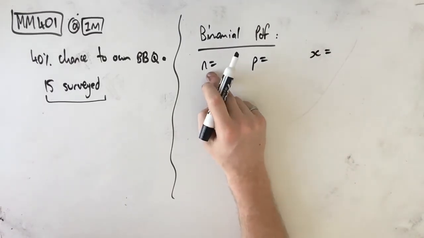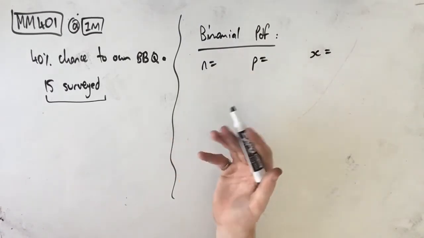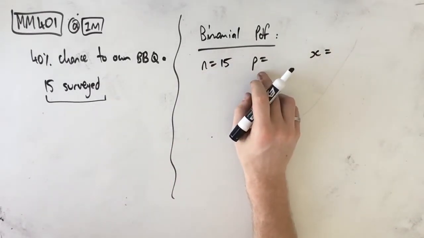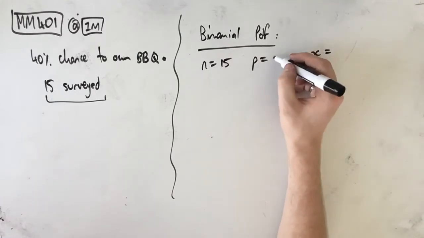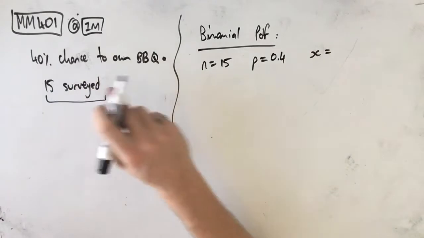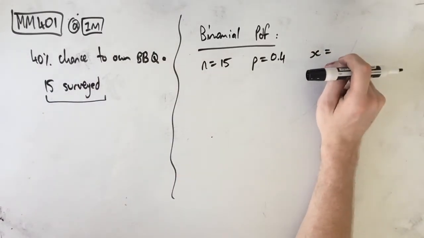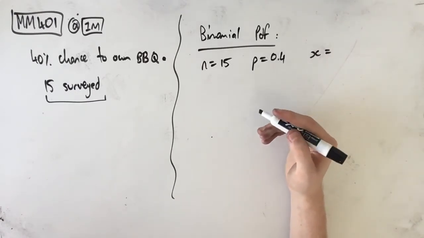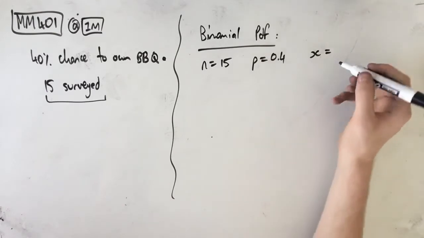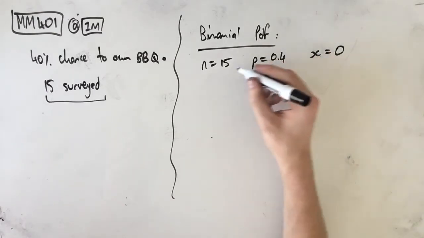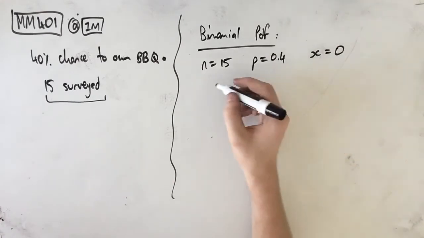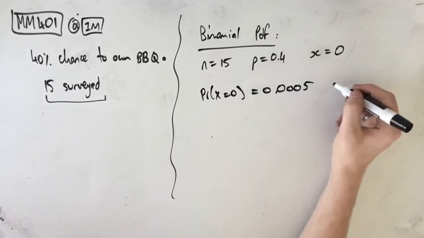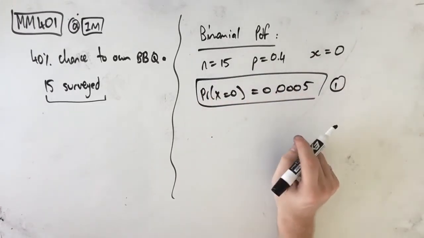So n is our number of trials, our number of attempts, our number of surveyed people, in this case 15. P is the probability of success, so the probability that they own a barbecue, which is 0.4 or 40% in this case. X is our value that we're looking for. It's asking what is the probability that none of them own a barbecue, which means we don't want anyone to own a barbecue, so X is equal to 0. That's saying that 0 of these 15 people own a barbecue. We literally just click enter, and what it pops out is 0.0005. That's our first and only mark. So that's it for part AI.